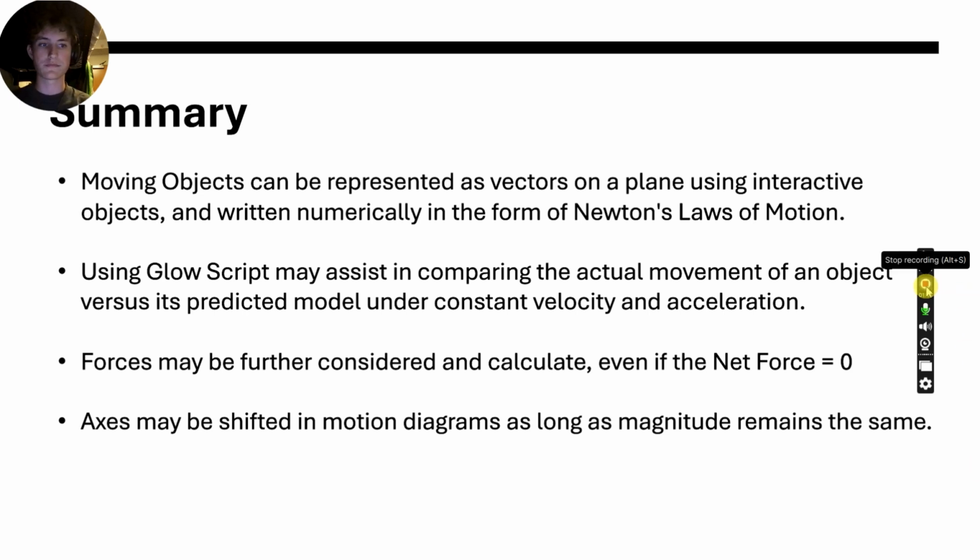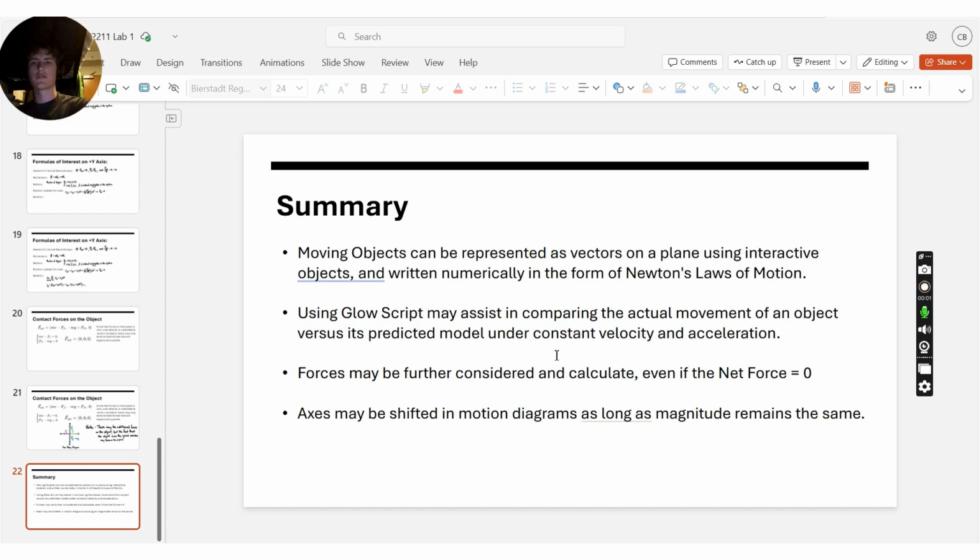A short summary of the lab is that we determined that moving objects can be represented as vectors on a plane using interactive objects, and can be written numerically in the form of Newton's laws of motion. Using GlowScript as an application may assist in comparing the actual movement of an object versus its predicted model under constant velocity and acceleration.